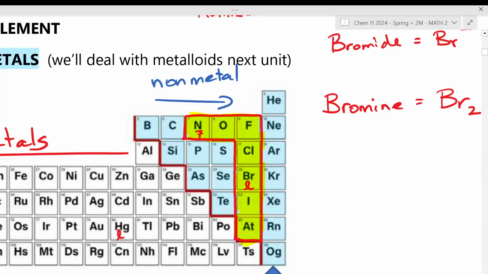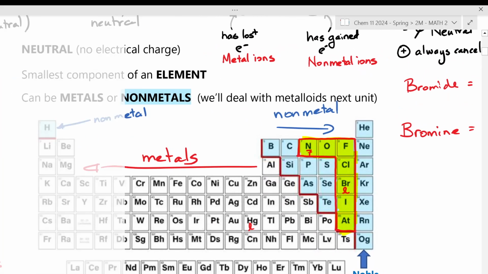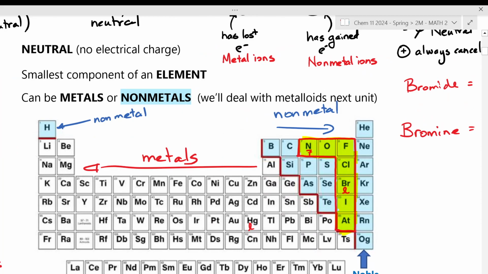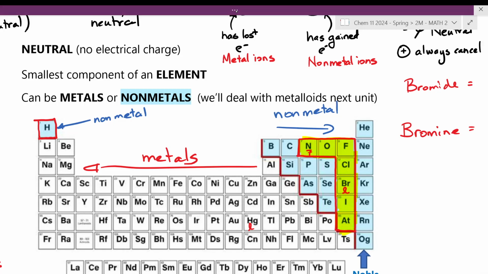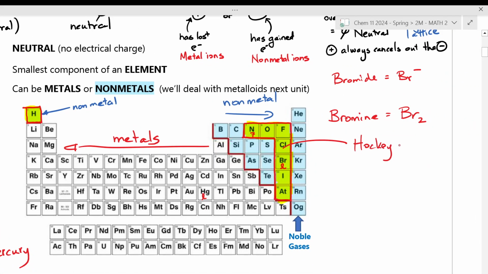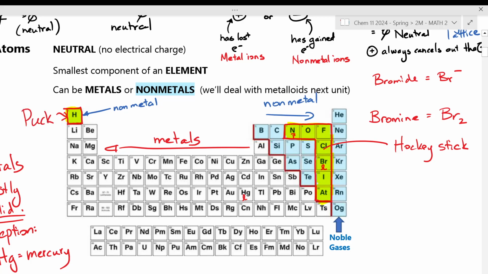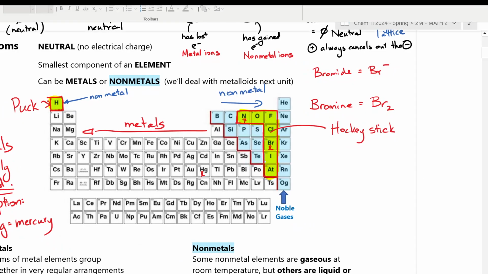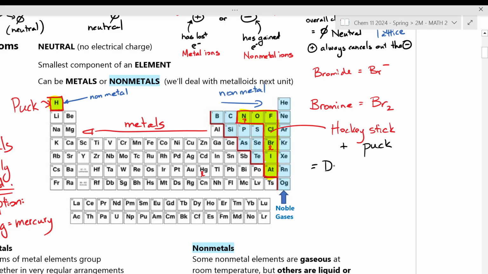There is one more that is diatomic. Where is it? Hydrogen, because we have the hockey stick. Do you guys see that the 7 is kind of like a hockey stick? Yes. And what is hydrogen? Hydrogen is the puck. Okay. Hockey stick and puck. The hockey stick plus the puck is the diatomic elements.